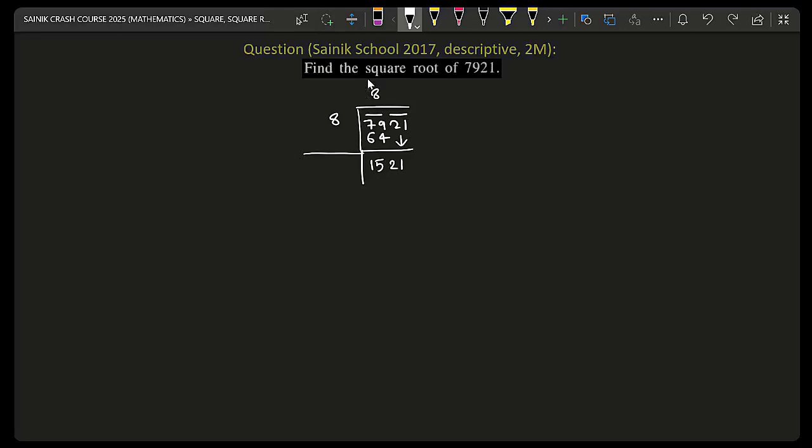Double 8, twos are 16. 16. This blank and this blank we should fill by the same digit. Yes, sir. This digit will work here. 160. 960.